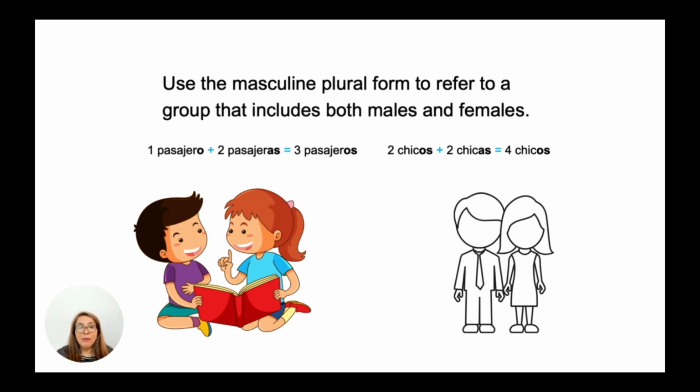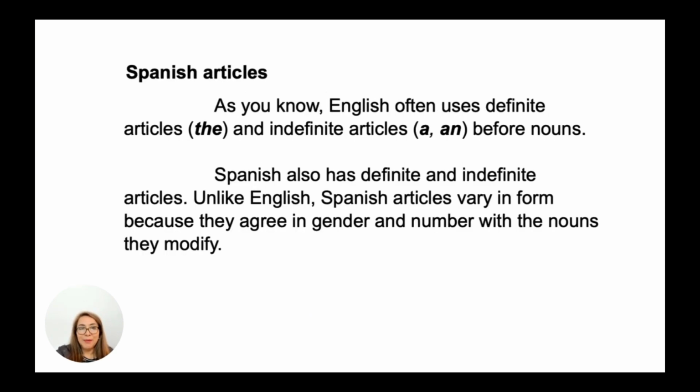Which is kind of funny because then when you look at parents, for example, el papá, la mamá. What if I want to say my parents? Then you would say los papás, which I know in English it sounds kind of weird, but that's the way it is. In Spanish, when you have a group that includes males and females, use the masculine form, and that's inclusive of all genders. So let's talk about the articles.